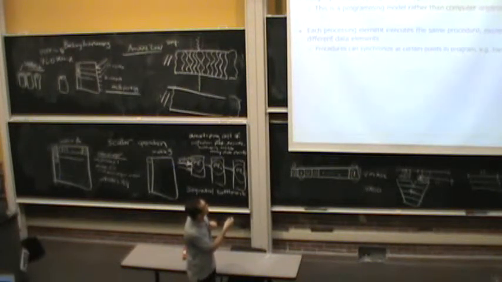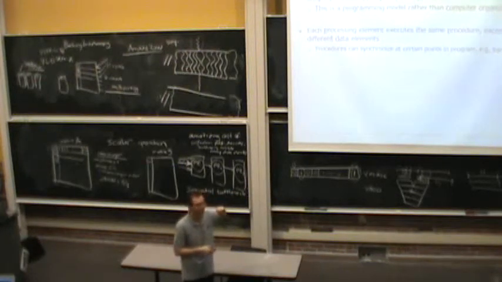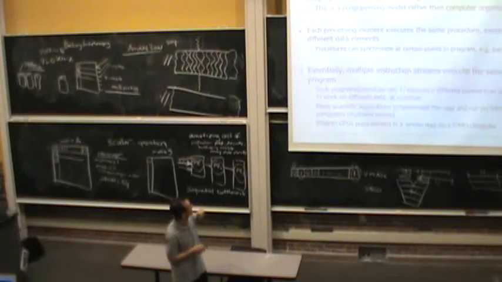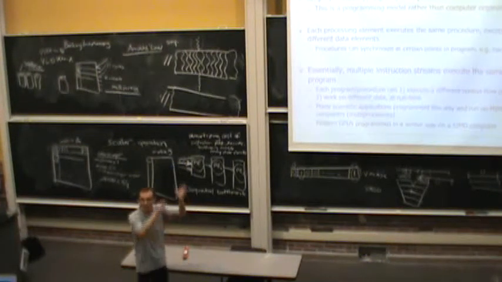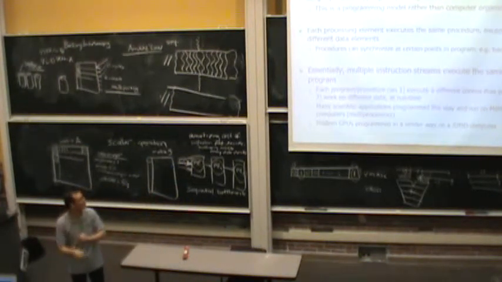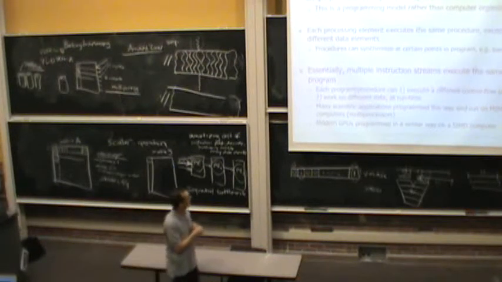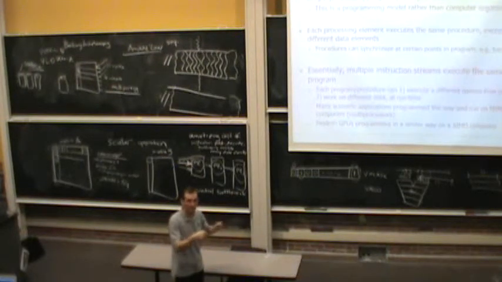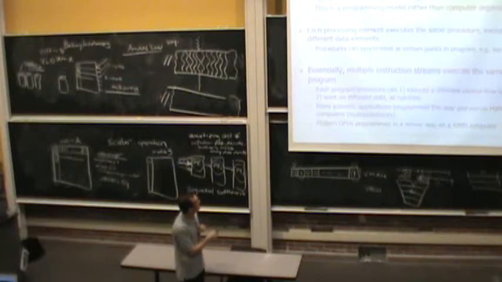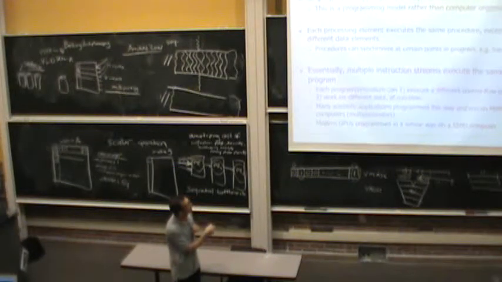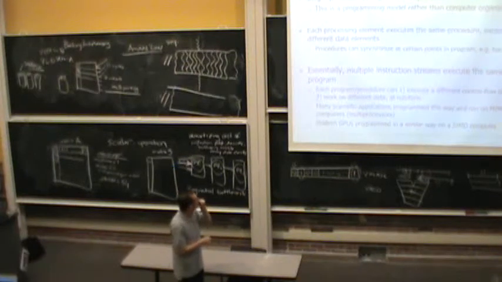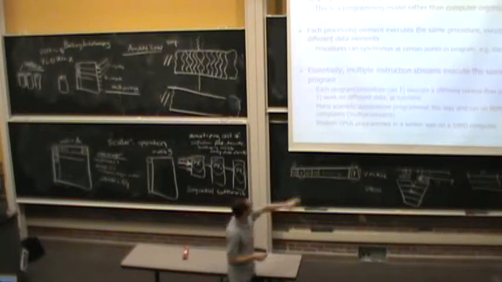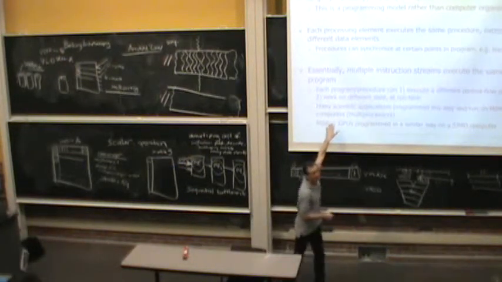And you could have procedures that synchronize at certain points in the program, at barriers, for example, that I showed you in the previous lecture. Essentially, you have multiple instruction streams, multiple threads, executing the same program. This is a lot more general purpose than the SIMD programming model, where you actually program with vector instructions. Why? Because now each program or procedure can execute a different control flow path. You could have branches in the code, and they can work on different data at runtime. In fact, many scientific applications are programmed this way.